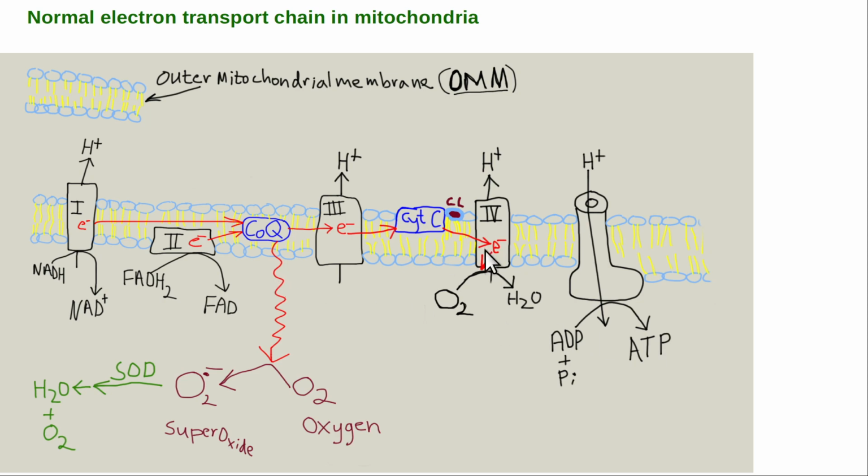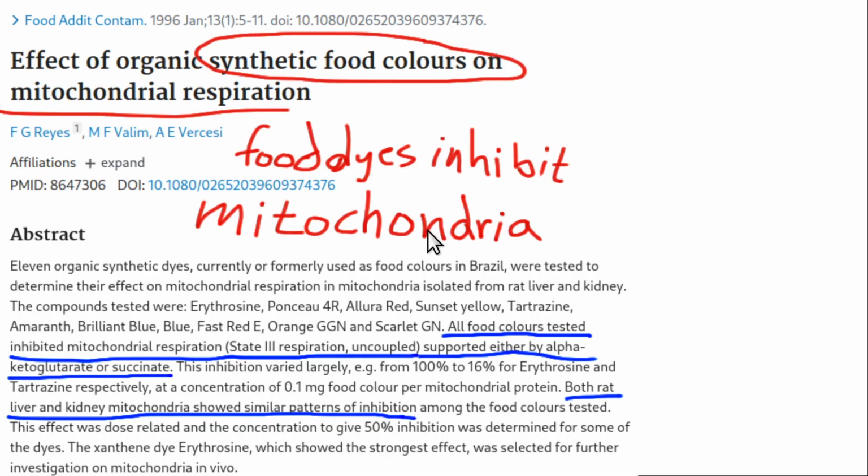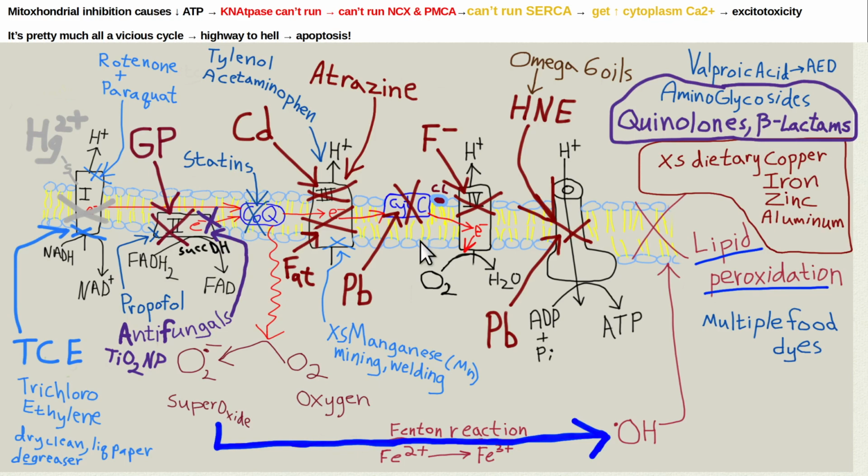All right, and this is how it normally works. I just want you to see what normal is, because in a moment I'm going to show you a whole bunch of things that inhibit it. Oh, by the way, people think, oh, a little bit of junk food, it's harmless, give a child some candy. No, it's a big deal. These food dyes, lots of them, not just one or two of them, lots of them all inhibit mitochondria. They're toxic, they're poisons. They're not just a waste of calories, they're poisons.